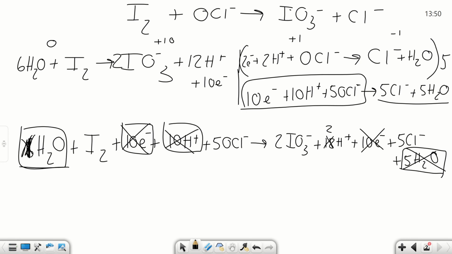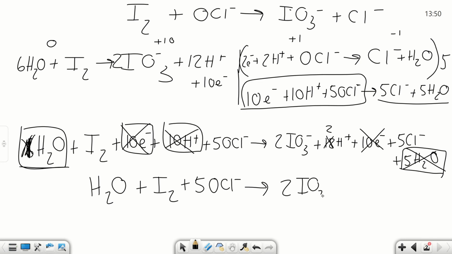Once I have that done, I bring everything that's left over. So H2O plus I2 plus 5OCl minus will produce 2IO3 minus plus 2H plus plus 5Cl minus. And then you pray that everything is balanced, including charge. So we double check that.